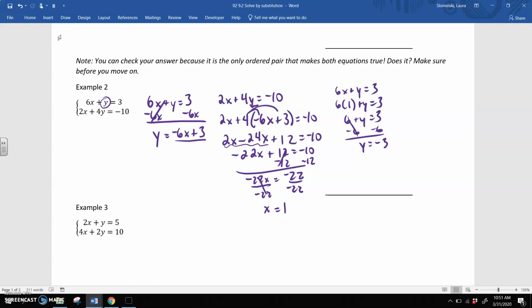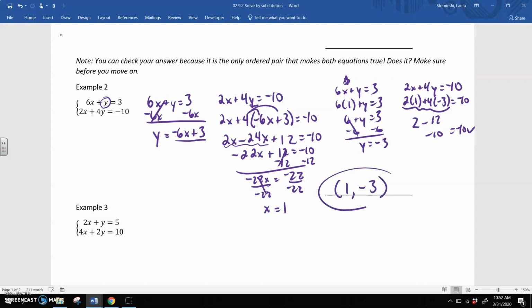So I check that ordered pair back into the other equation. So I said in this step right here, I always use the top equation. So in my final step of checking, I use the bottom equation. And so I think x should be 1 and y should be negative 3. And if it in fact is, then when I simplify the left side, I should get negative 10. So I get 2 minus 12, which is negative 10. So it checks out. My last step is then to write my answer as an ordered pair, 1 comma negative 3 on the solution line.